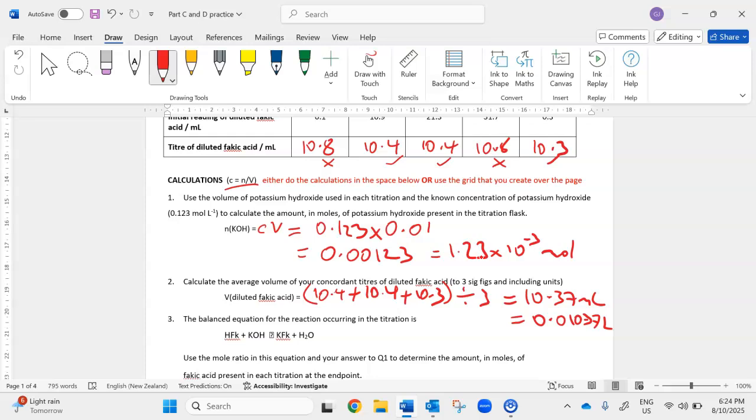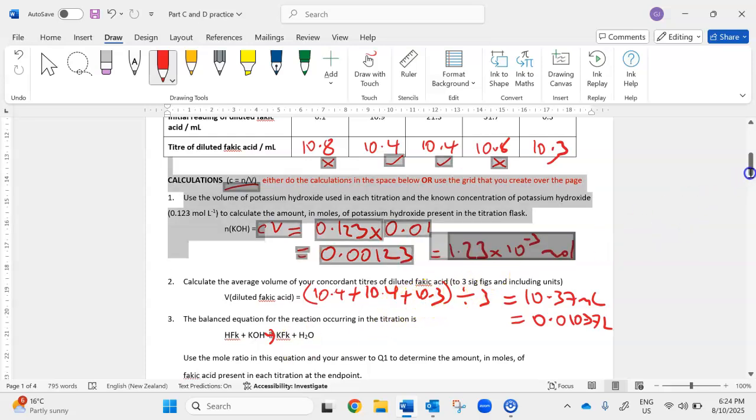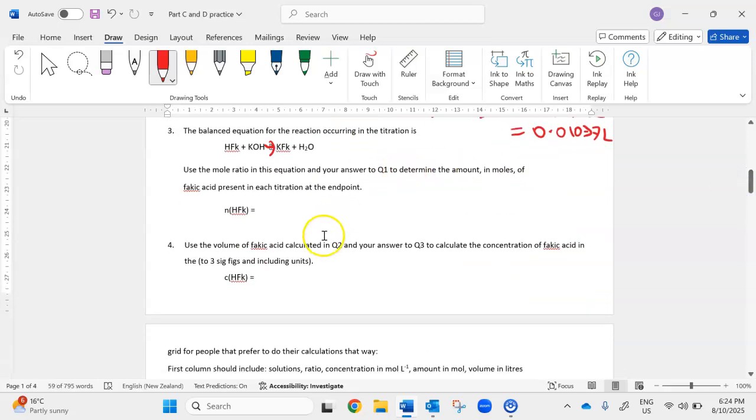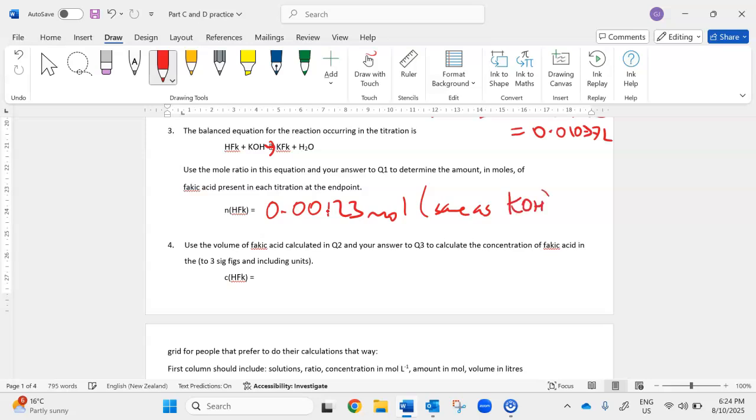The balanced equation for the reaction, and that should just be a straight arrow, use the mole ratio. Okay, so we have 1 mole of HFK reacts with 1 mole of KOH. So the amount in mole of potassium hydroxide is the same as the amount in mole of phosphoric acid. So that will be 0.00123 mole, same as KOH.